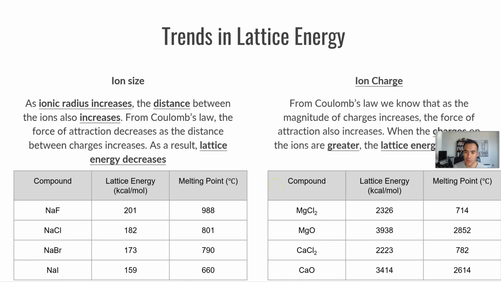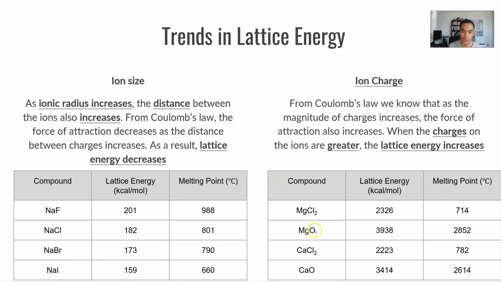This also goes with ion charges. If you take a look at the ones on the right hand side, you're going to find that magnesium has a +2 charge while oxygen has a -2 charge. Compare that to table 1, and you're going to find that the lattice energy is much higher because of the ion charge. According to Coulomb's law, charge is also going to be a big factor in determining the force of attraction.